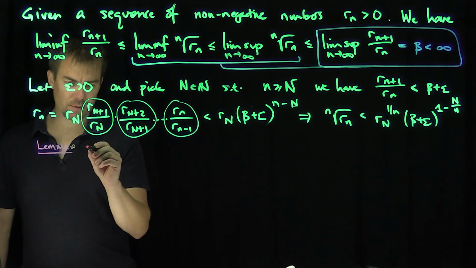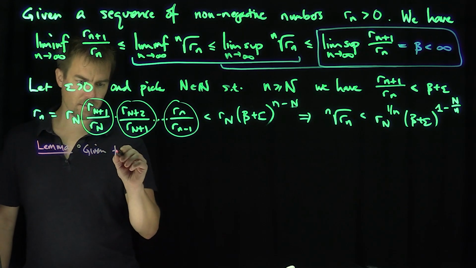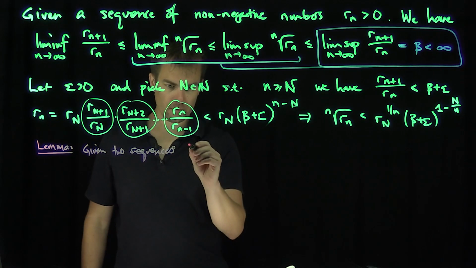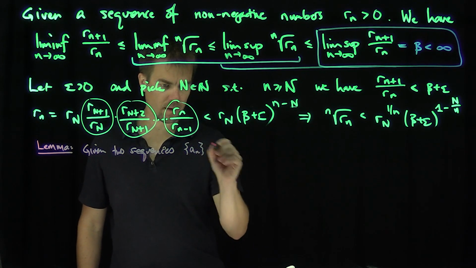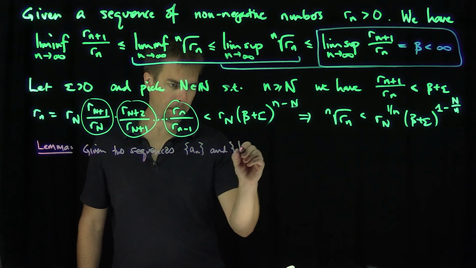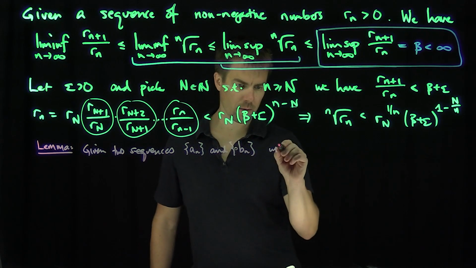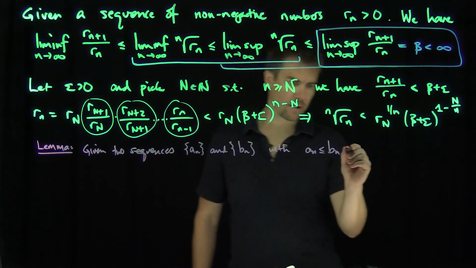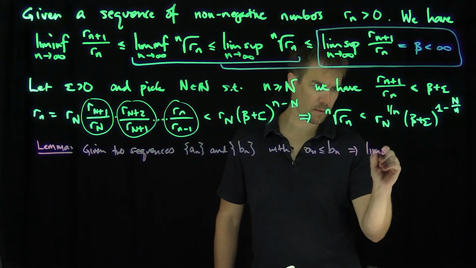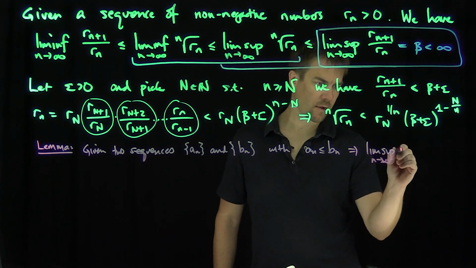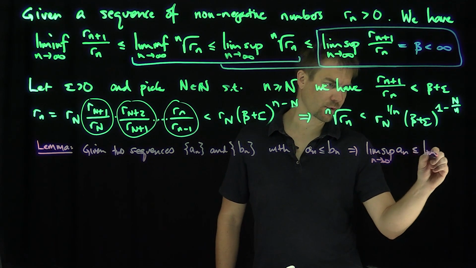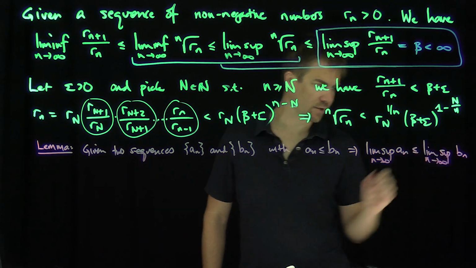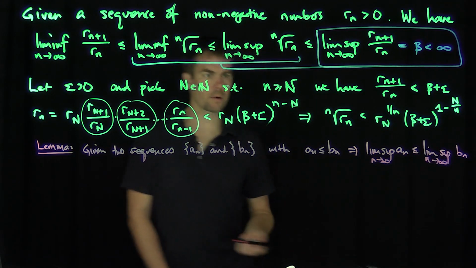It states that given two sequences, a_n and b_n, with a_n less than or equal to b_n for all n, this implies that the limsup as n goes to infinity of the a_n's is less than or equal to the limsup as n goes to infinity of the b_n's, right? That just follows because the limsup is a monotone operator, okay?